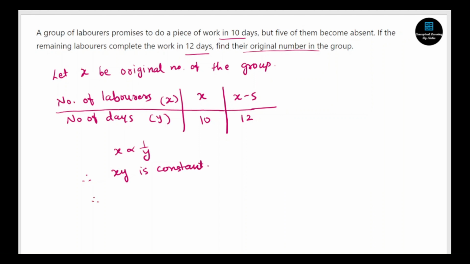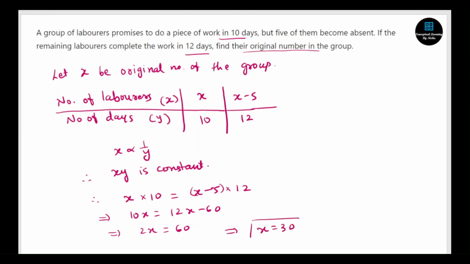And now I can find this. So x times 10 equals x minus 5 times 12, and now I can find this using algebra. So 10x equals 12x minus 60. So what do we get? 2x equals 60 and x equals 30. So there were 30 laborers in the group. So you have to write your final answer.